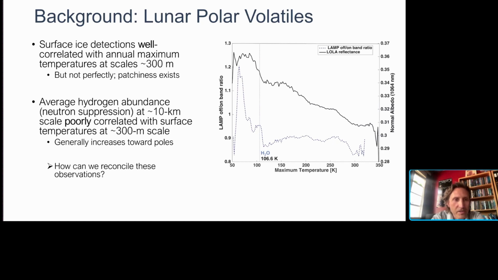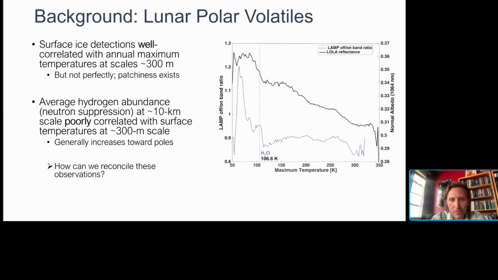In contrast, the hydrogen abundance, as measured by neutron suppression at roughly 10 kilometers and larger scales, is poorly correlated with surface temperatures measured by Diviner. There is some correlation in the sense that the temperatures decrease towards the poles and the amount of hydrogen also increases towards the poles, but the exact locations relative to the known larger PSRs and cold traps therein, that correlation is not as strong. So how do we reconcile these observations?